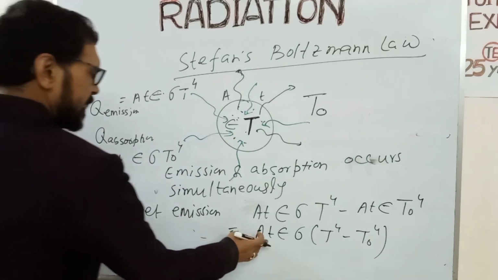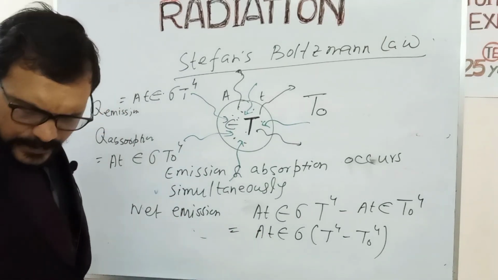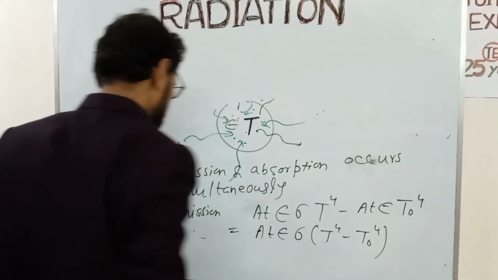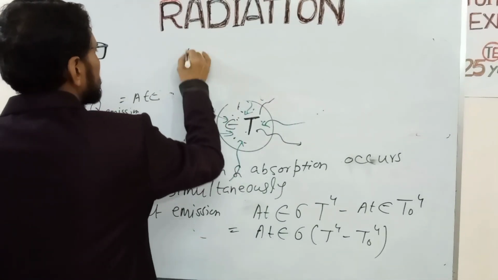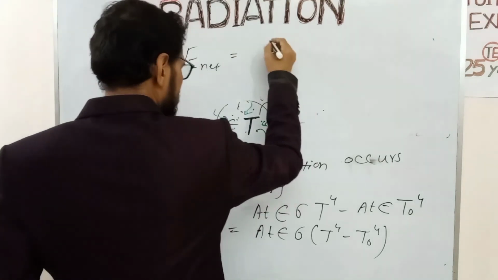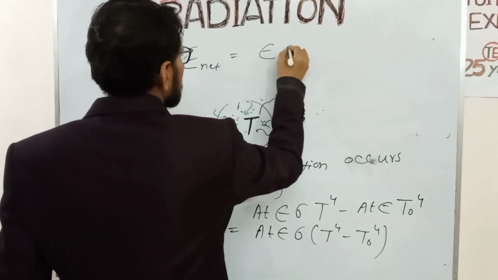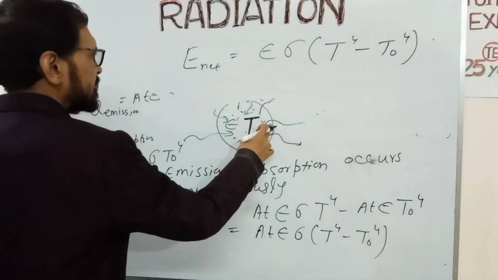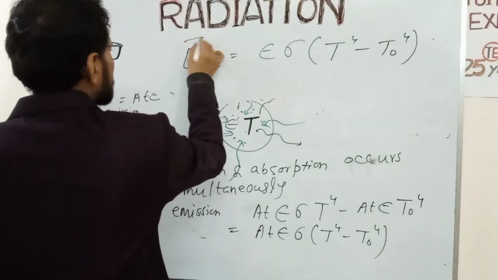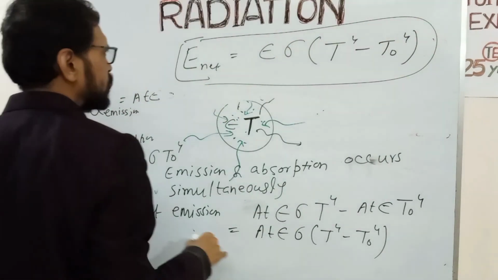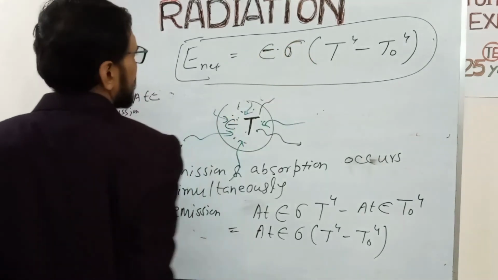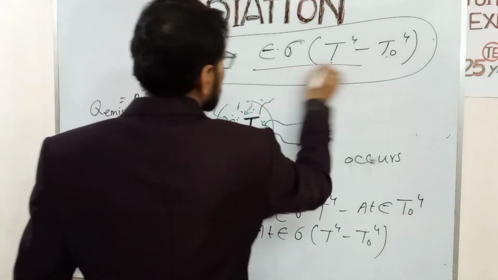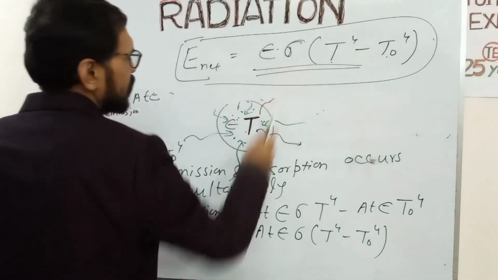Now Q by A into T is called the net emissive power. So the net emissive power E net equals emissivity into sigma, T to the power 4 minus T0 to the power 4, where T0 is the surrounding temperature and T is the body temperature. This statement is known as Stefan's Boltzmann law. This is the emissivity, this is the Stefan constant, T is the temperature of the body, T0 is the temperature of the surroundings. This is the net emissive power of the body.